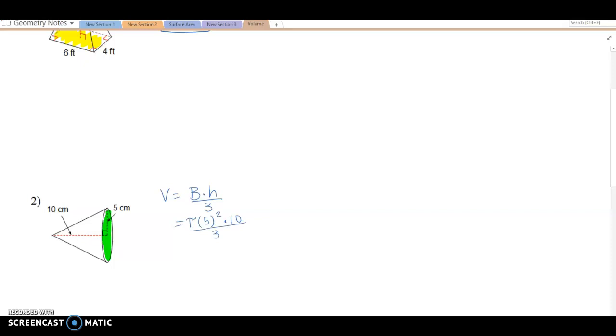The biggest mistake people make on cones and pyramids is forgetting to divide by 3. So I start with the formula, substitute everything you know, and then put it all in your calculator all at once. So if you want the exact answer, leave the pi out. 5 squared is 25, times 10 is 250, divided by 3 would give you 83.33 repeating times pi. If you want the approximate answer, multiply that by pi, put it all in your calculator at once, and you'll get approximately 261.67 cubic centimeters.